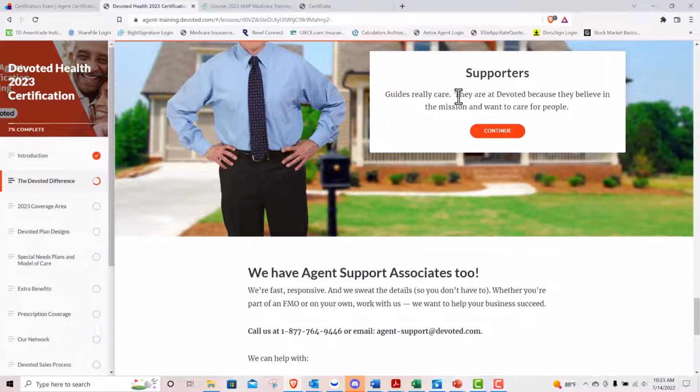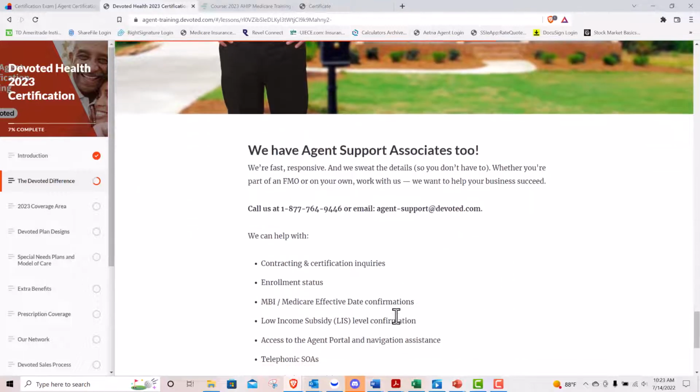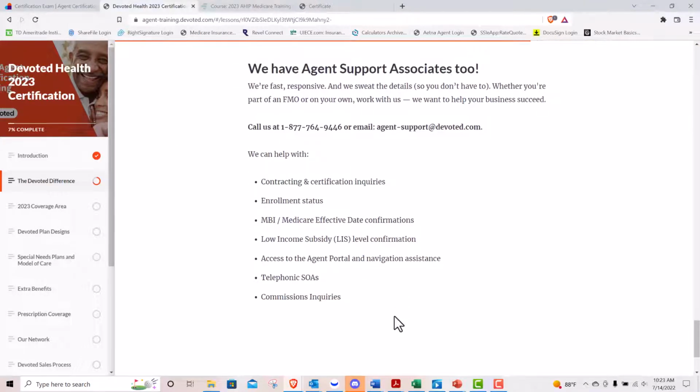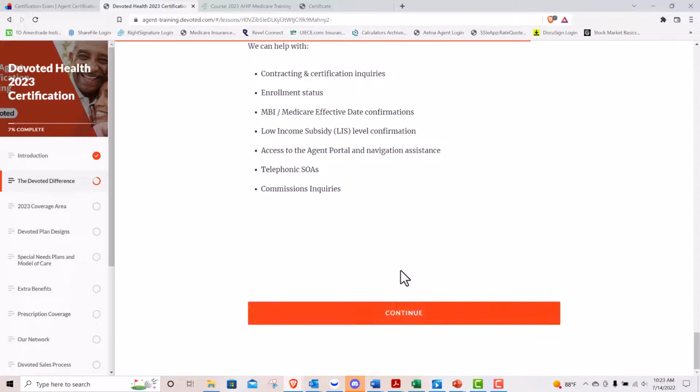So guides really care. So I'm assuming the guides must be the phone call center people. All right, this is probably good to keep on. So for those of you who are with Plan Advisors, please make sure you know this email and you know this phone number so you can call if you have any questions for yourself. Yeah, that's pretty good. Okay, let's continue.